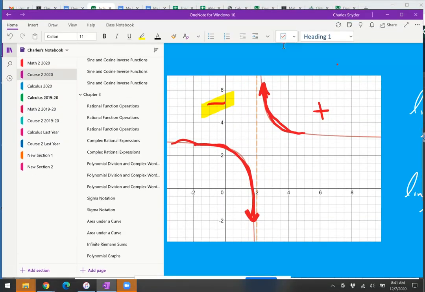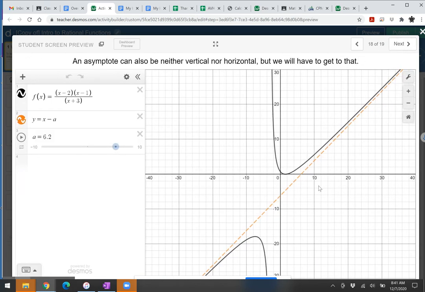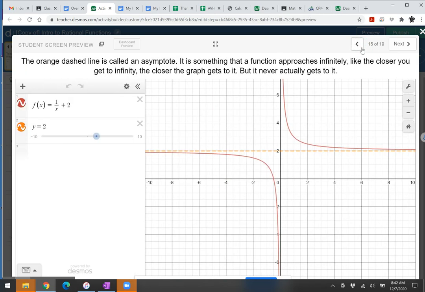When you have a limit in a rational function, they get these orange dashed lines, and those orange dashed lines are called asymptotes. And so you can also say a function approaches this thing asymptotically, if you don't want to say infinitely. We're going to talk a lot about these orange dashed lines. And the last thing that I included is that an orange dashed line could be vertical, like it is here. It could be horizontal, like it is here.